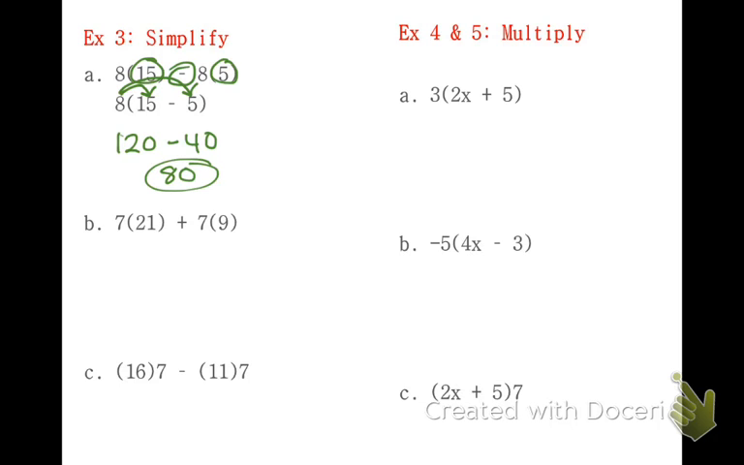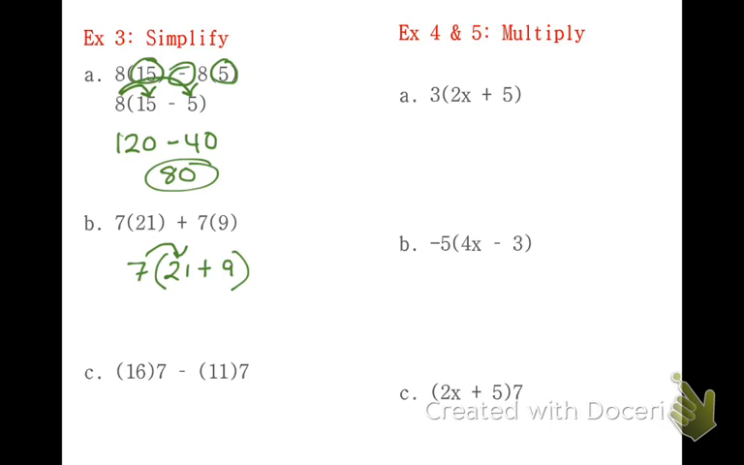Now B, which ones are similar numbers? Well, 7 is, so that will be on your outside. And the two that are not similar are 21 and 9. What sign is in between? Plus. Remember, keep it in the same order they're in. So 21 goes first and 9 goes second. And then you do your math.